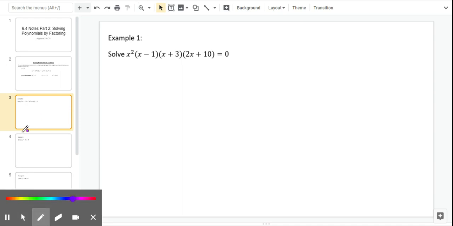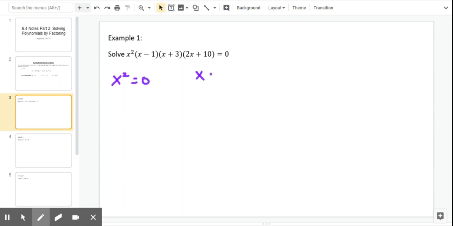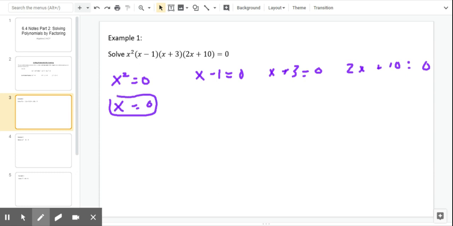We've got another example here. This is already factored, so we're going to solve this using the zero product property. My first factor is x squared. My second factor is x minus 1. My third factor is x plus 3. And my last factor is 2x plus 10. Now I just solve each of these. X squared equals 0, which means x equals 0. That's my first solution.